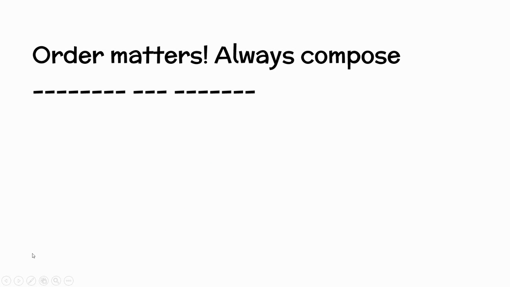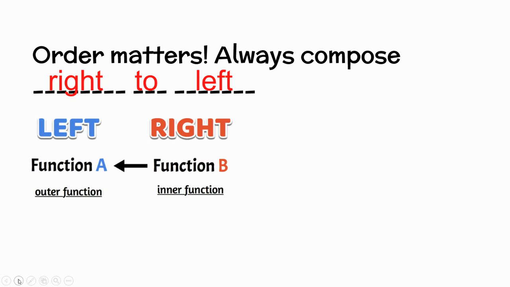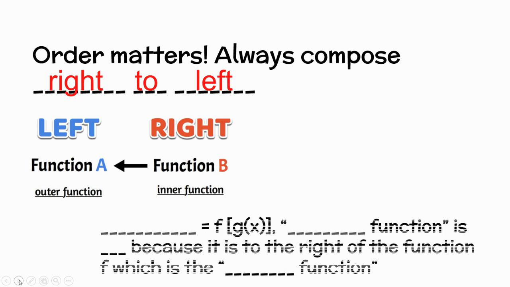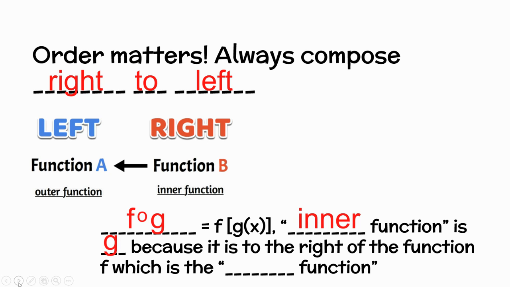Okay, order matters. Order matters. Always compose right to left. So our left function is our outer function, and our right function is our inner function. So that's going to be our input going to our output. So f of g is f of g of x, where our inner function is g because it's to the right, and f would be the outer function because it's on the left.